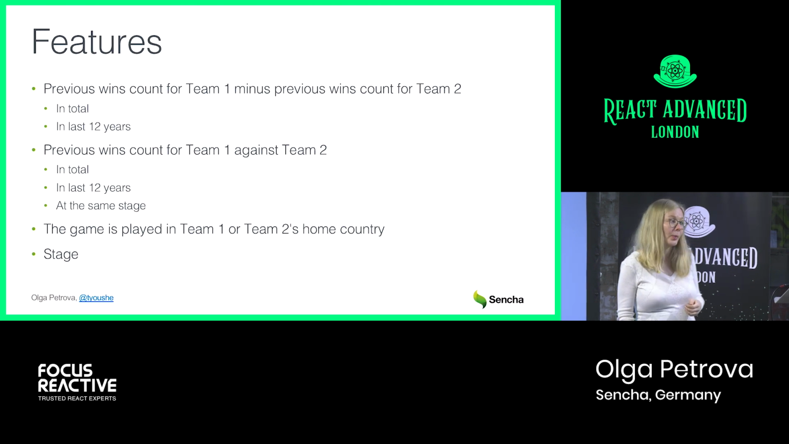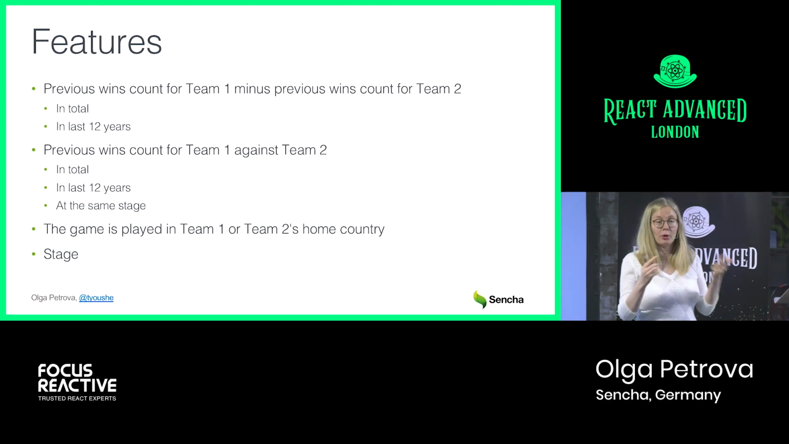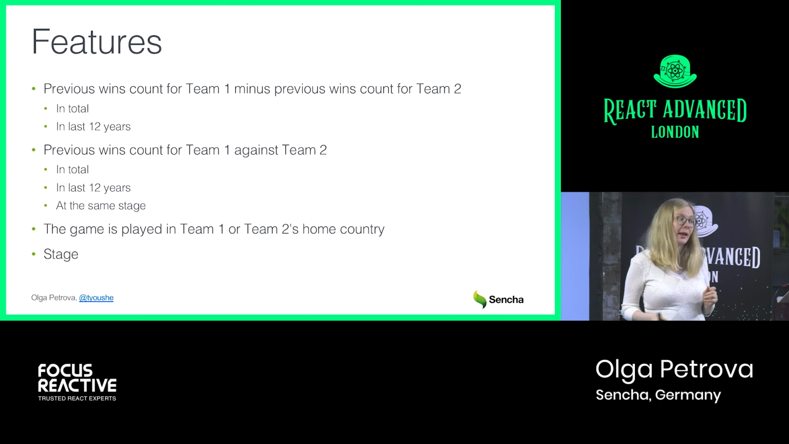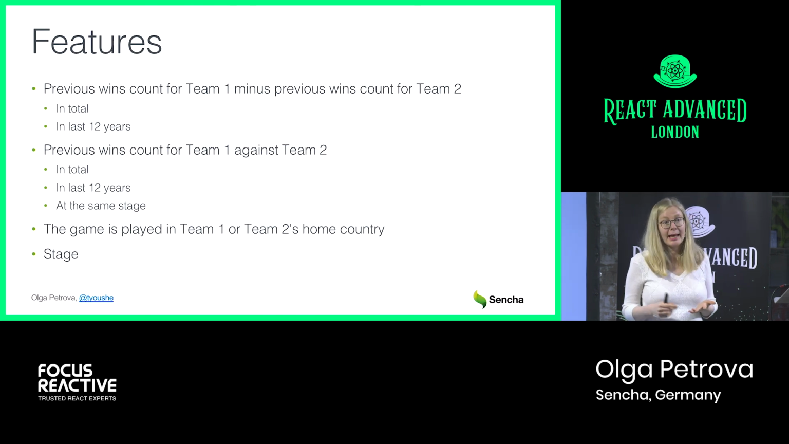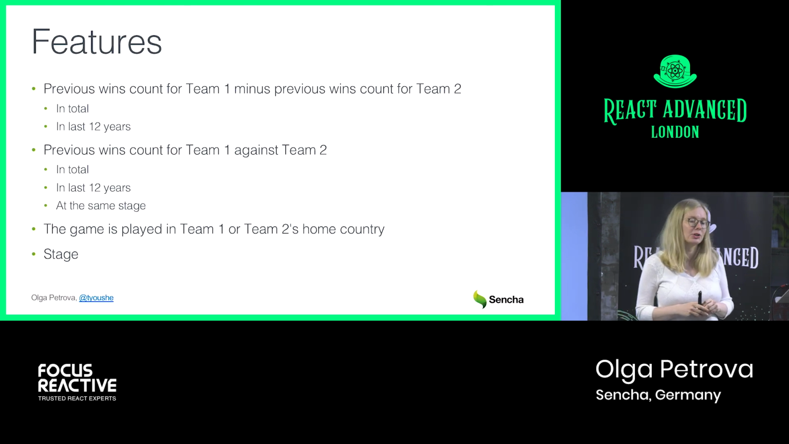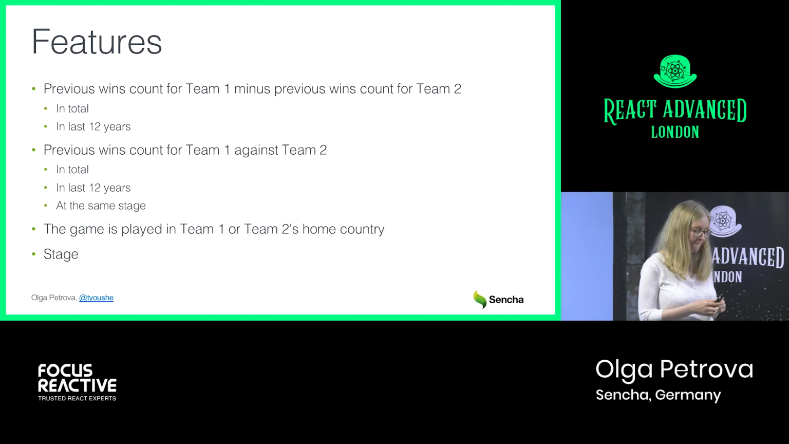Previous wins count for team 1 minus previous wins count for team 2 in total, over the whole time, and in the last 12 years, meaning the last 3 World Cups. Then previous wins count for team 1 against team 2 in total and in the last 12 years, and at the same stage. The next parameter is if the game was played in team 1 or team 2 home country, I mean the country hosting the World Cup, and the stage: group game, quarterfinal, semifinal or final.